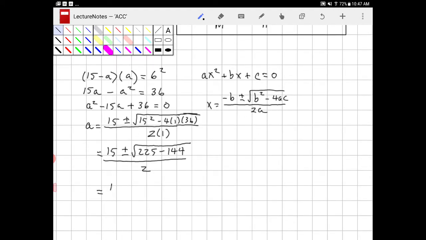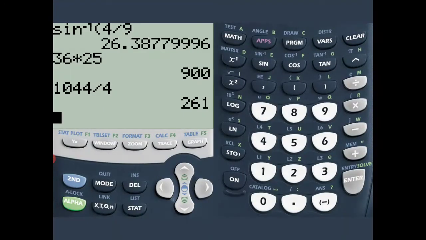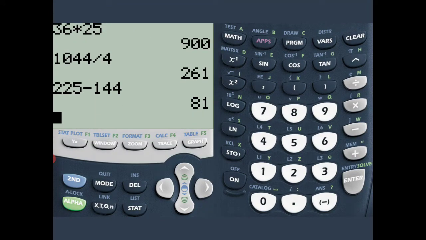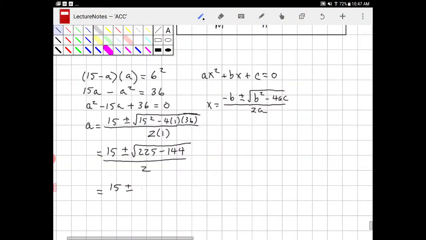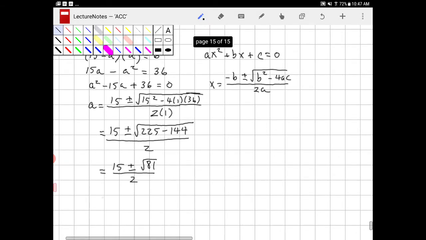And we're in the home stretch. This is 15 plus or minus the square root of 225 minus 144. What is that? Really quickly, because I can't do mental math, 225 minus 144 is 81. Whoops. So I'm going to get 15 plus or minus the square root of 81, all over 2. This then reduces to 15 plus or minus 9, all over 2. Well, you know what? This thing was factorable.